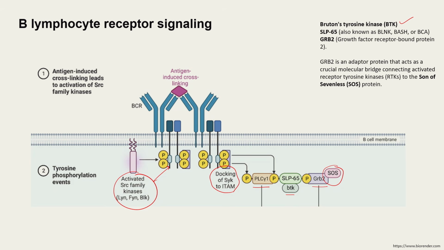GRB2 is an adaptor protein that acts as a crucial molecular bridge connecting activated receptor tyrosine kinases to the Son of Sevenless, which is the SOS protein. So essentially these are all very specific proteins which are involved in the B cell activation cascade. So that is what we need to understand, that these proteins play a very important role in activation of the B cell.